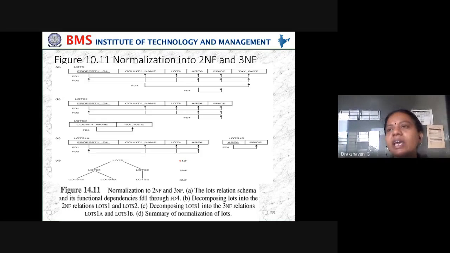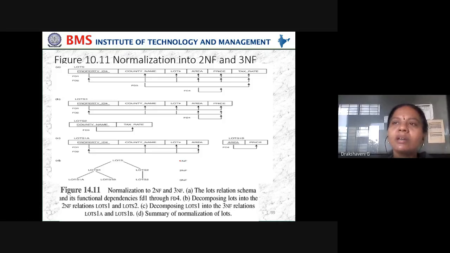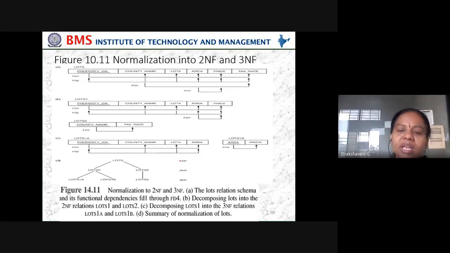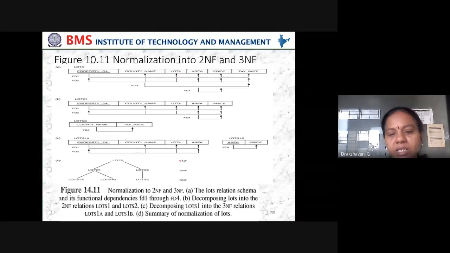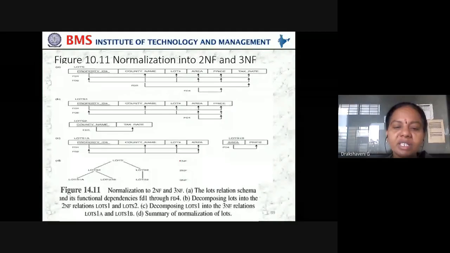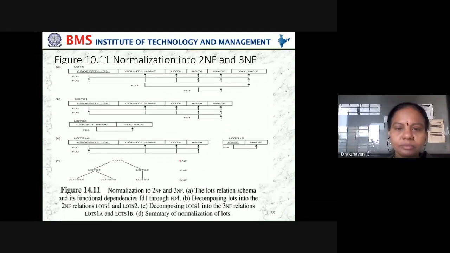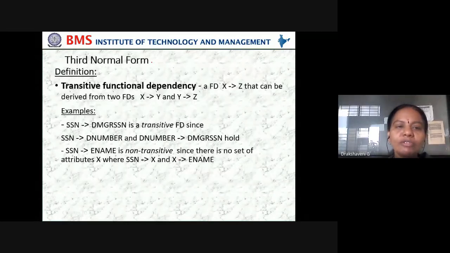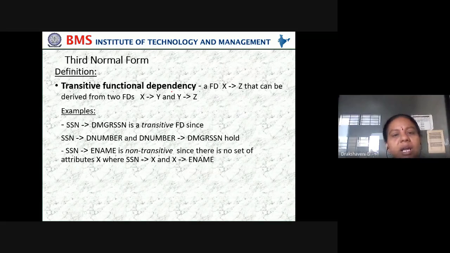Whenever we say whether this table is in second NF, it should first satisfy that it is present in the first normal form. When we say it is present in first normal form, then we can say it is also present in the second normal. When we move on to the third normal form, it should be present in the first and the second normal form. Okay, what does the third normal form say to us? Transitive functional dependency. So in your table, you should also have a transitive functional dependency.